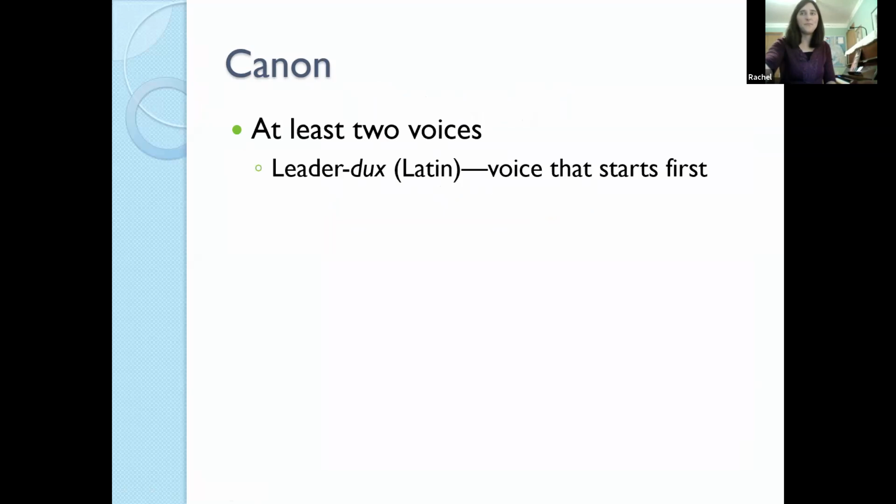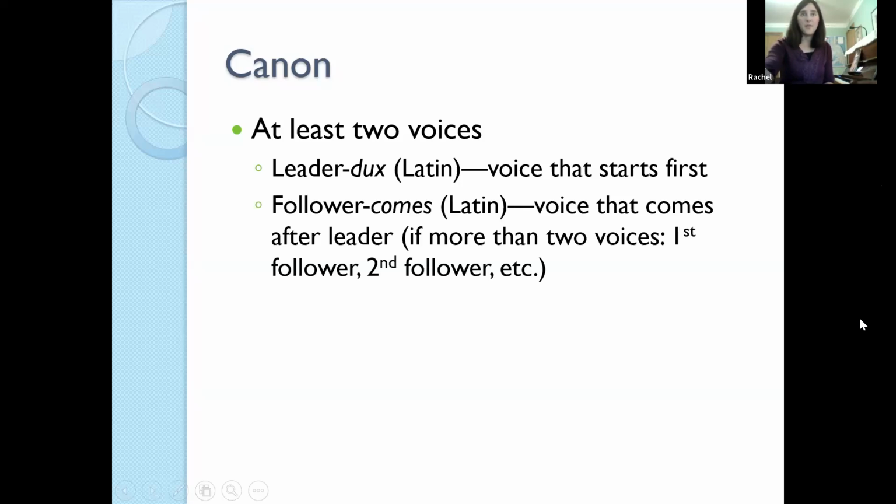We have both the leader and the follower. So the leader, of course, is the one that goes first. Surprise, surprise. In Latin, this is called dux. So the leader is the first thing we need to know. Then again, we have the follower. That is the voice that comes after the leader. Again, surprise, surprise. The first one's always going to be the leader.